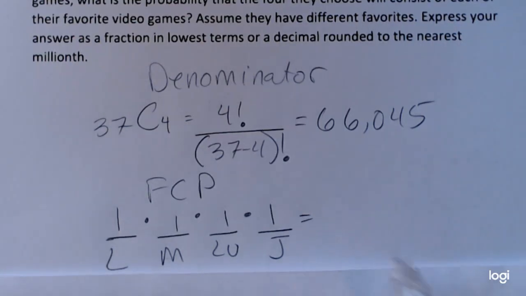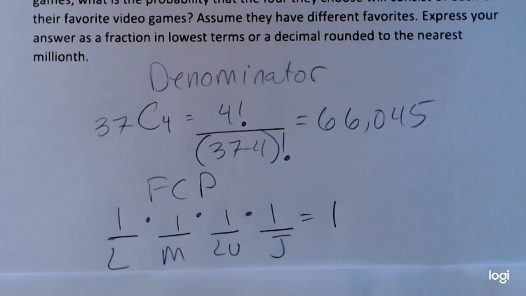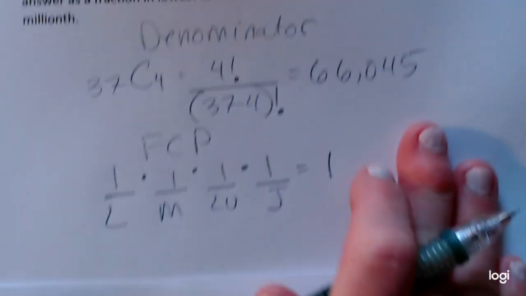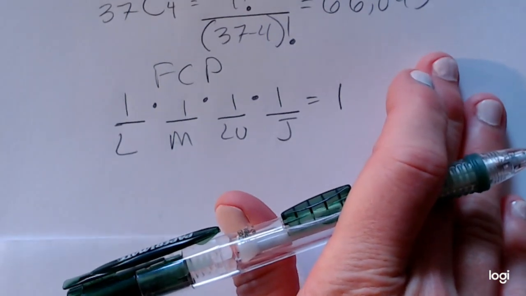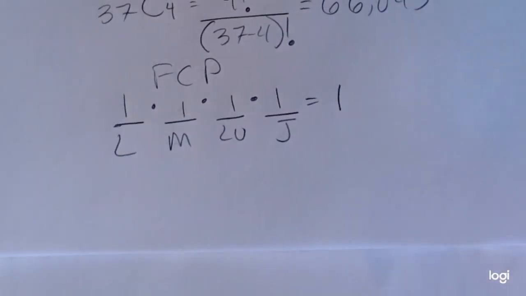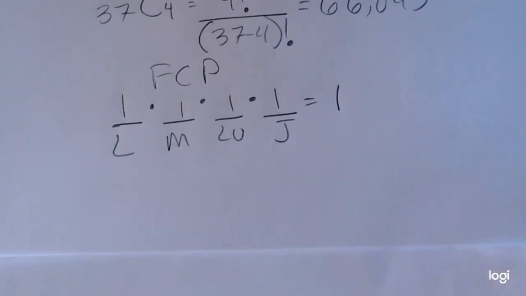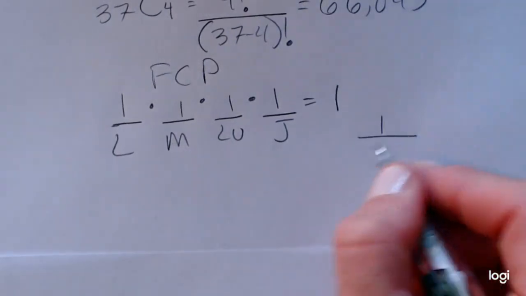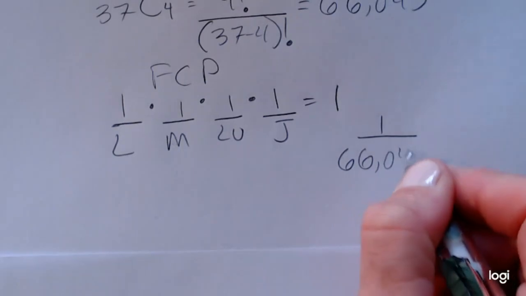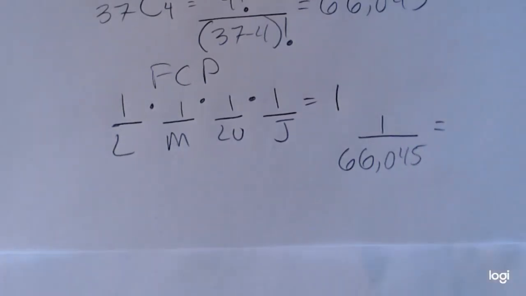Okay, so putting this all together, the probability that we randomly select 4 videos that are their favorites out of 37 is going to be 1 out of 66,045. Now you can convert that to a decimal. It's going to be pretty small.